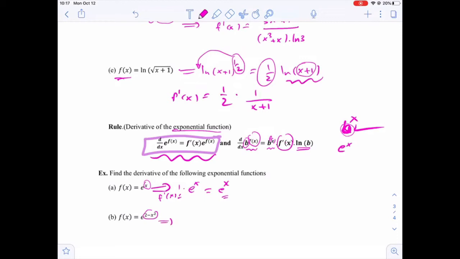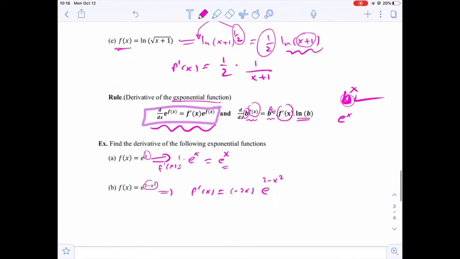What about this function? This is exponential. What is the derivative of this? The derivative of the power, this is f of x or g of x, the power 2 minus x squared. The derivative of that is negative 2x times the same exponential function.